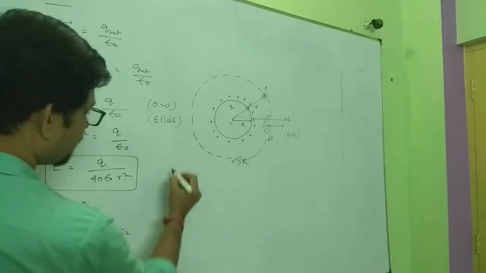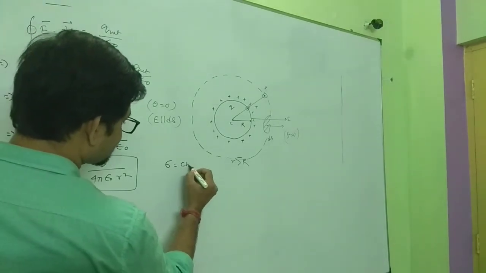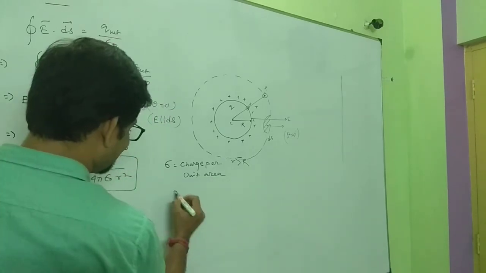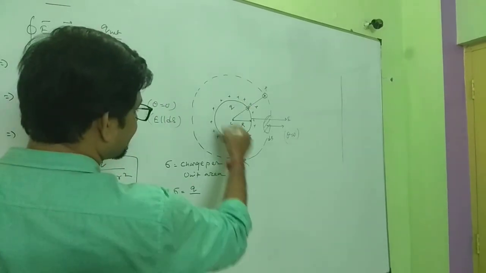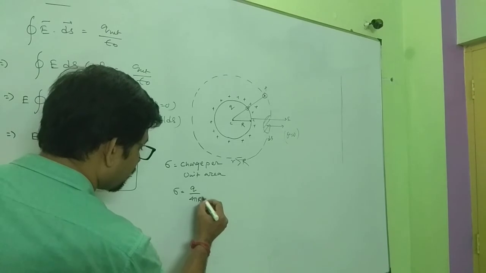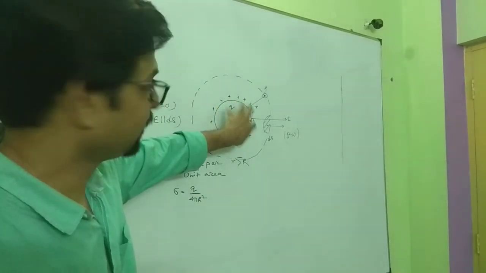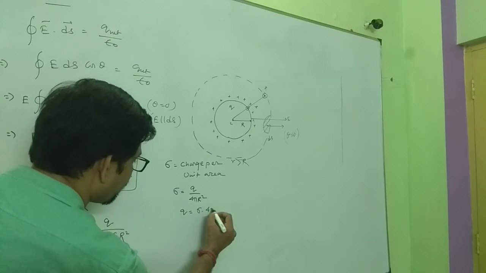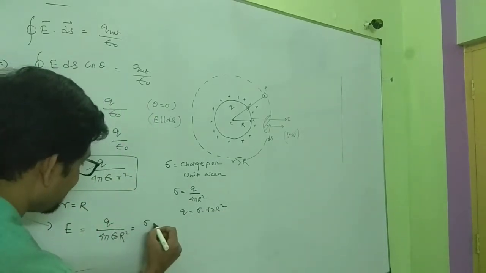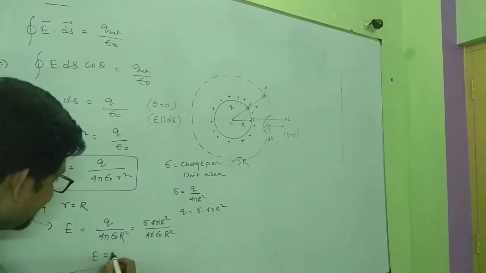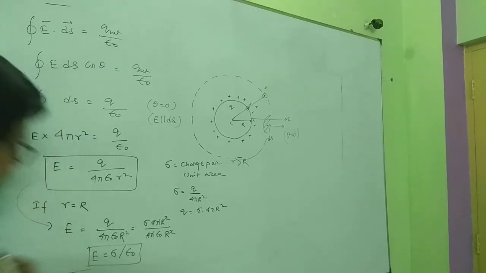Now here you can use the concept of sigma. Sigma is the charge per unit area. That means sigma can be written as Q by the total area, the actual area of the charged surface. The actual area is 4 pi capital R square, because the charge is actually situated on capital R. So Q can be replaced by sigma into 4 pi capital R square. If you put it here, that is sigma into 4 pi capital R square by 4 pi epsilon naught capital R square, the 4 pi R square cancels. So E is equal to sigma by epsilon 0. This is another special case.